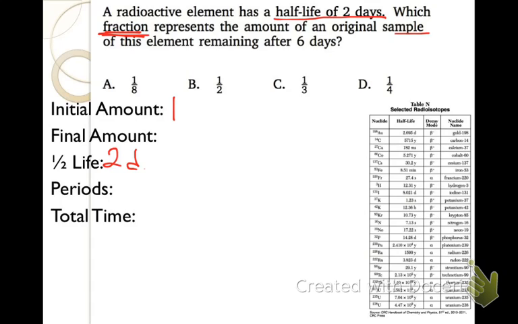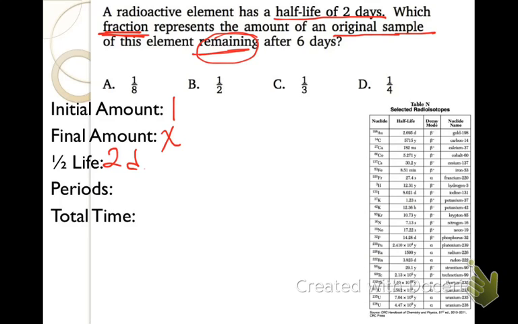Which fraction represents the amount of an original sample? This is your unknown, and they word it funny. They should say it represents the amount of the original sample remaining, but sometimes they don't. They kind of put the remaining right there, so just don't miss that. Don't assume that they want the initial amount or the original amount. They want the amount remaining, which is right there.